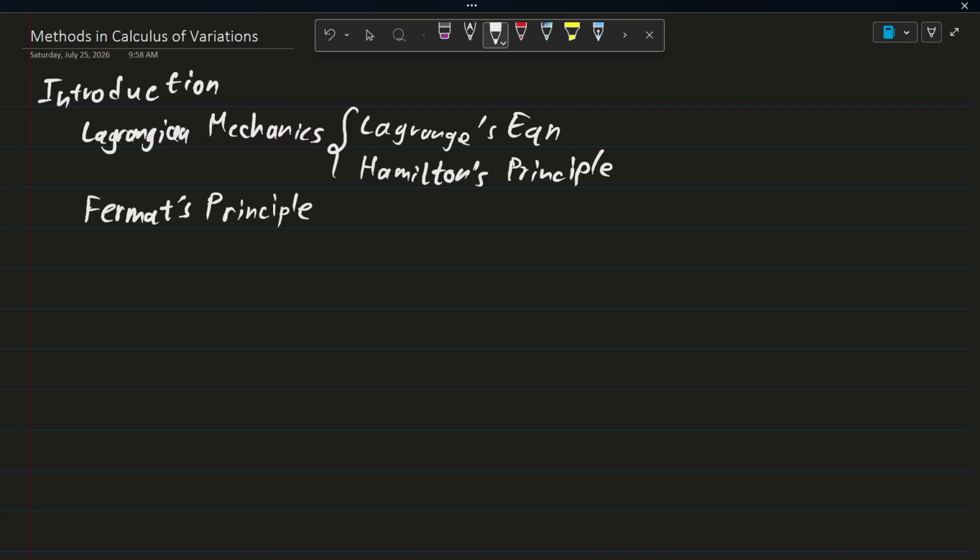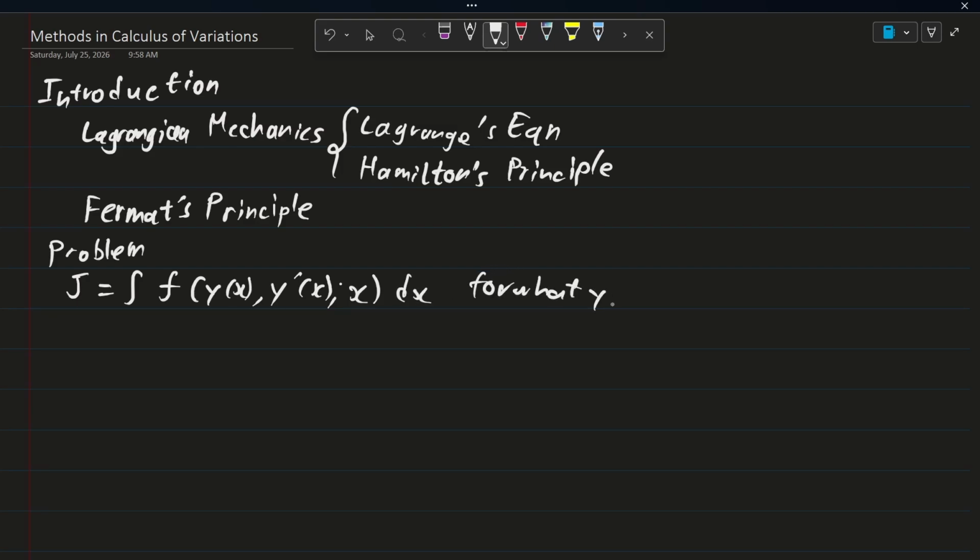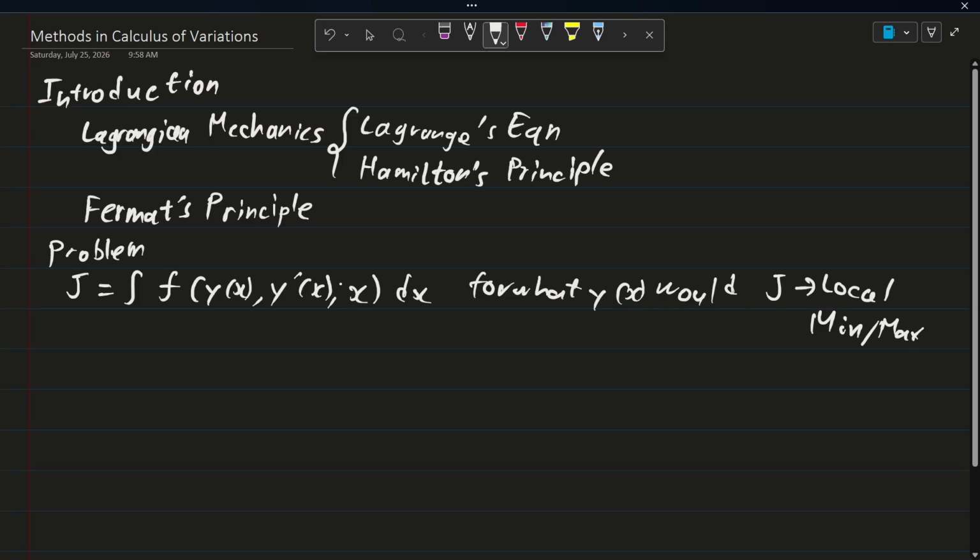So let's write down the problem that we need to solve. Let J be the integral of the function f of y(x), y'(x), and x, dx, and you want to find for what y(x) J would be a local min or max. That's basically the problem. Solving this straight away seems to be impossible.